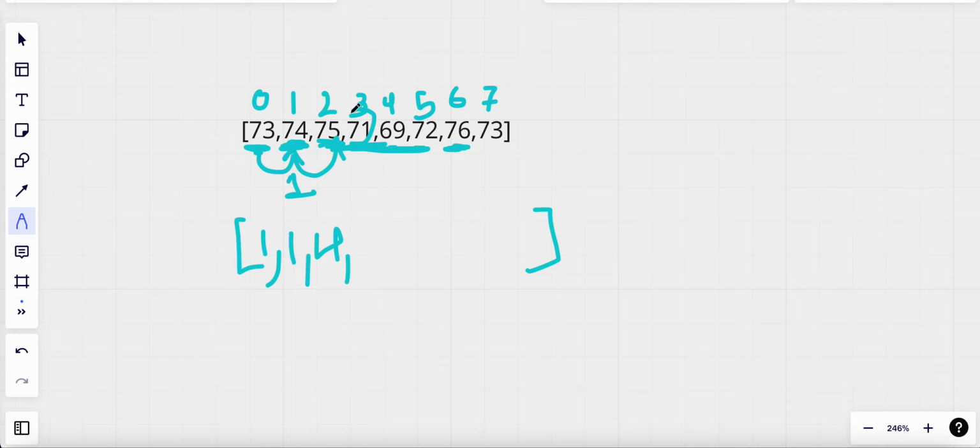Now for 71, it is a similar case. We have to wait 1 day and 2 days. So it would be a value 2. For 69, it is a 1. For 72, it's a 1 because we have 76 the next day.